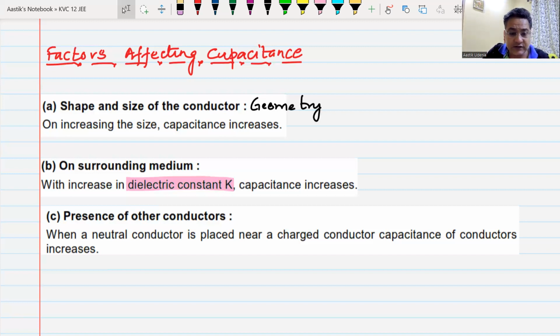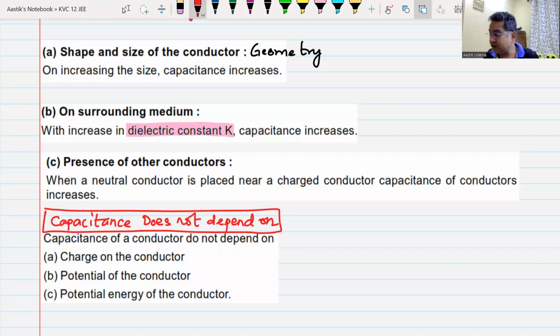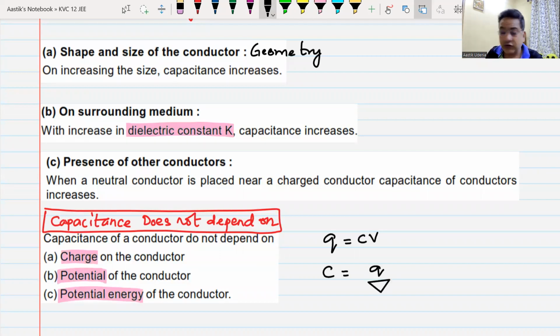And what are the factors? It does not depend on the charge of the conductor. It does not depend on the potential of the conductor. And it also does not depend on the energy of the conductor. Now you may say, sir, Q is equal to CV is the only formula we have read, and you had said C is Q by V, so it should be directly proportional to the charge and inversely proportional to the voltage. No, that is not the case.